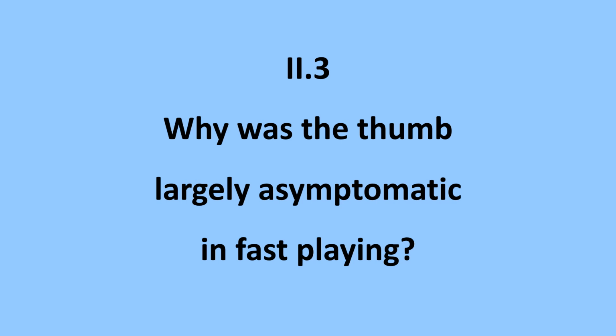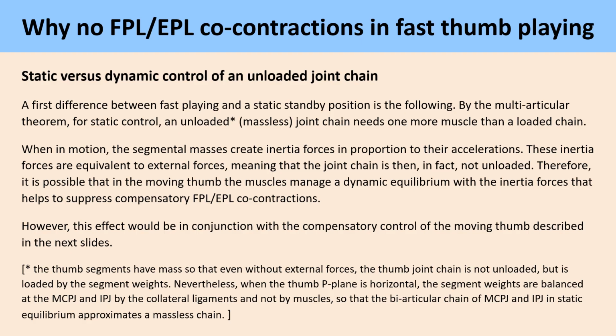Presently, the question is addressed why, in fast playing, the thumb behaved almost normally. Why no FPL-EPL co-contractions in fast thumb playing? Static versus dynamic control of an unloaded joint chain. A first difference between fast playing and a static standby position is the following. By the multi-articular theorem, for static control, an unloaded massless joint chain needs one more muscle than a loaded chain.